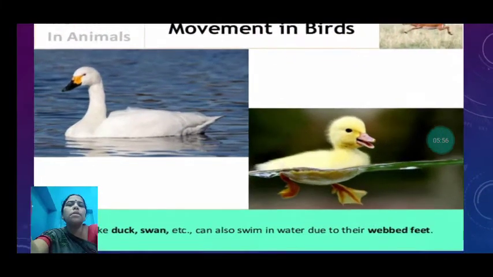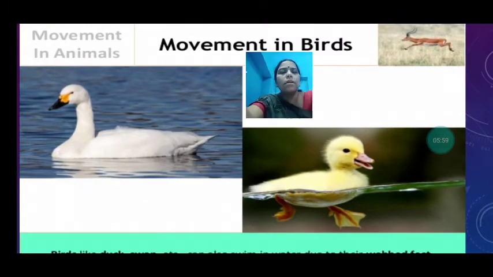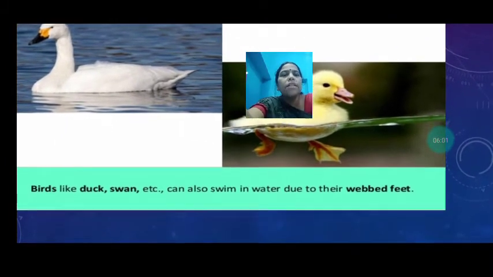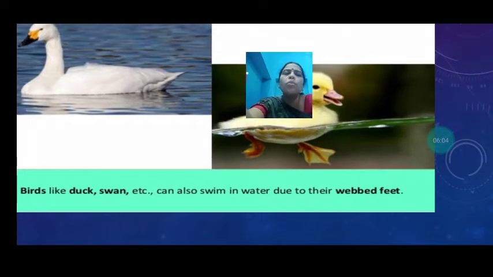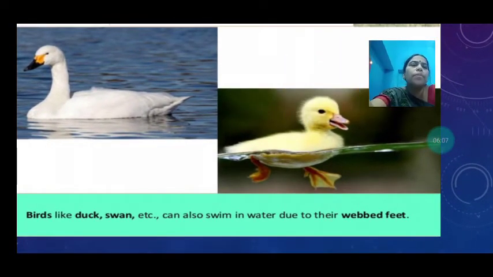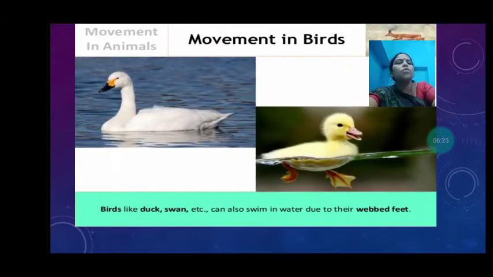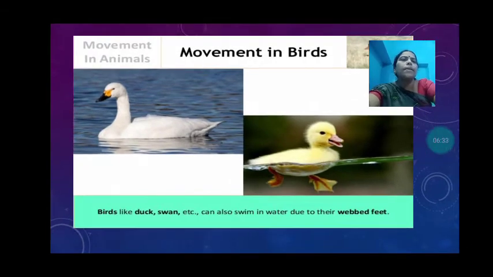Now movement in birds. Birds like duck, swan, etc. can also swim in water due to their webbed feet. As you can see, the leg of the duck is webbed like a frog. We have seen that the frog had webbed feet. The same we see in the case of the duck also. It has webbed feet, and what is the use? It can swim in water with the help of the webbed feet. Birds like duck and swan can swim in water with the help of these webbed feet.